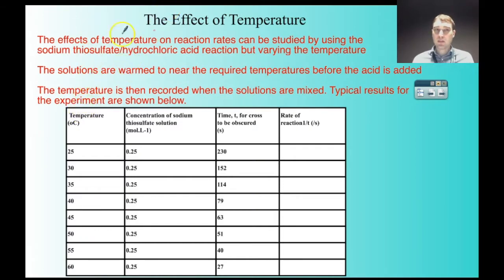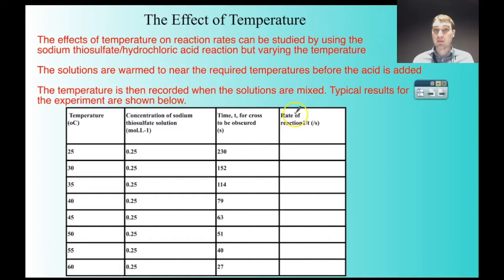So for the effect of temperature, we can use some results from the sodium thiosulfate hydrochloric acid reaction that we had in the previous video. So you add sodium thiosulfate to hydrochloric acid, sulfur is produced, and that obscures a cross that's underneath the reaction vessel. And the time taken for the cross to be obscured is what we measure. So we can see as we're increasing the temperature, the concentration of thiosulfate is staying the same. The only thing we're changing is the temperature, and we're measuring the time taken for this cross to be obscured.